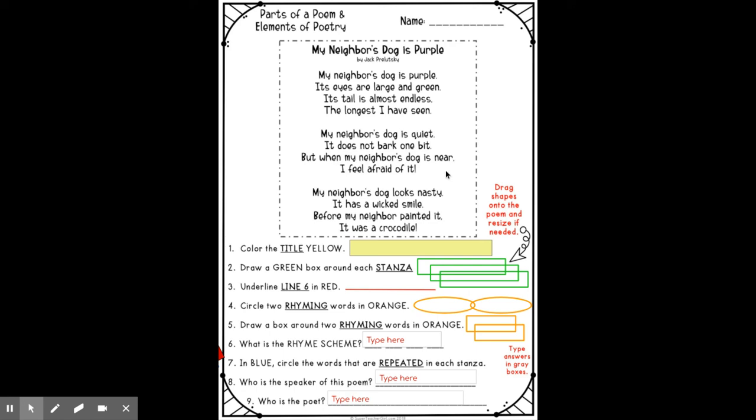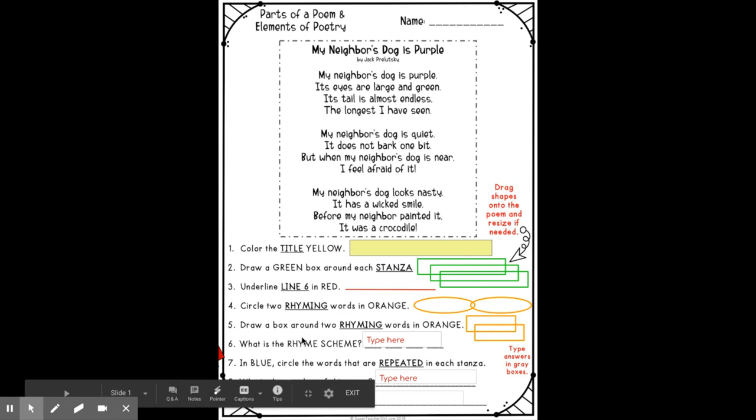All right. So it says color the title yellow. So you'll find the title. You'll put that on the title. Draw a green box around each stanza. We've talked quite a bit about that. Underline line 6 in red. So you're going to have to count and find line 6 and underline it in red. Circle 2 rhyming words in orange. You can do that.